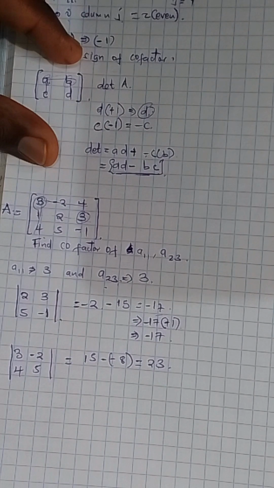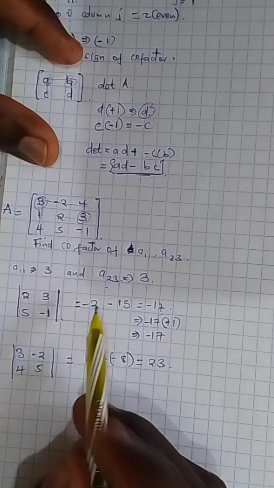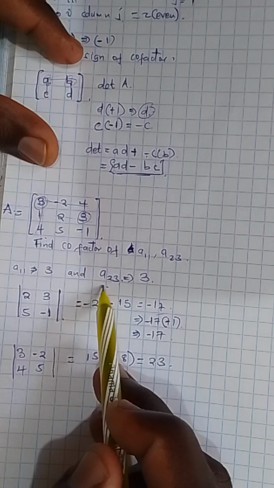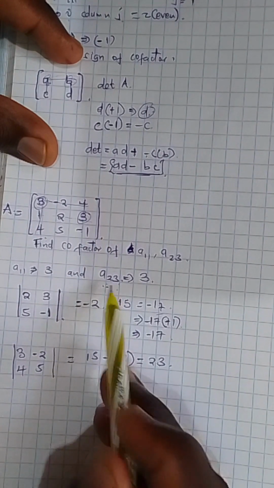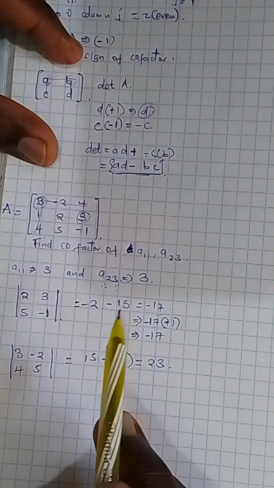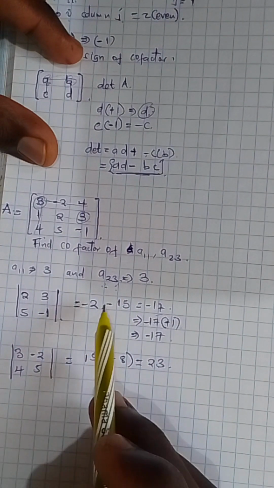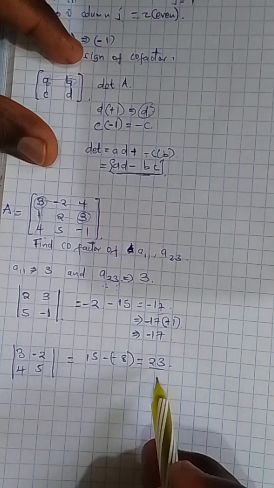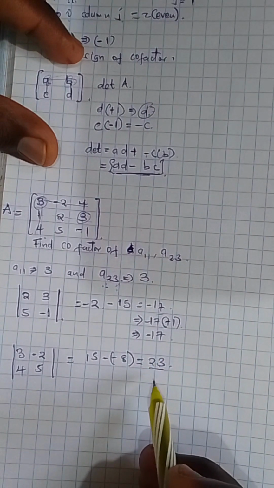So the proper sign is designated how? So we say this 3 belongs to the second row, third column. So if we add the row and the column, we get 5. And 5 is an odd number. Therefore, we'll multiply this minor, this is called a minor, with a negative 1, because it's an odd.